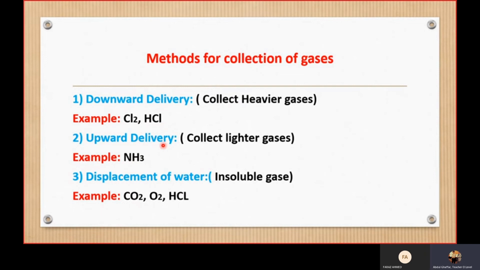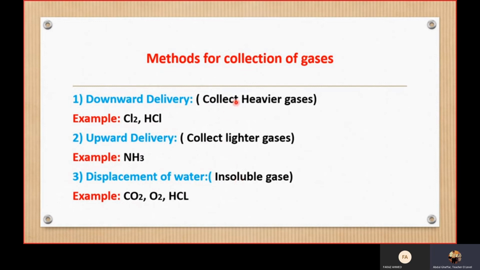Upward delivery, we can collect the lighter gases, like ammonia, NH3. Nitrogen 14, hydrogen 3, 14 plus 3, 17. 17 is the lower molecular mass, so it is lighter, right? Then the last one is displacement of water. We can collect gases which are insoluble. Soluble gases we cannot collect because they will dissolve. If they are soluble, how can we collect them through the displacement of water?